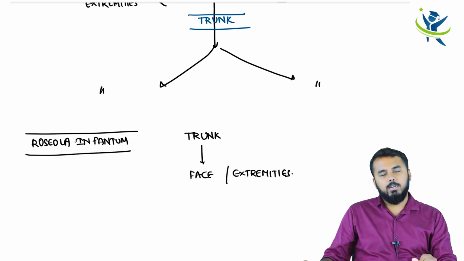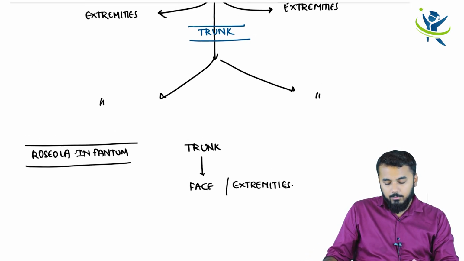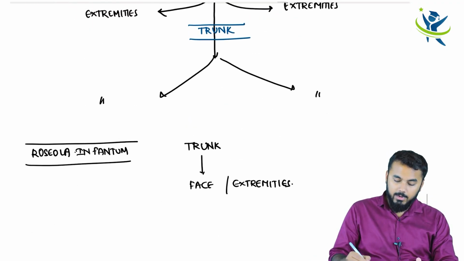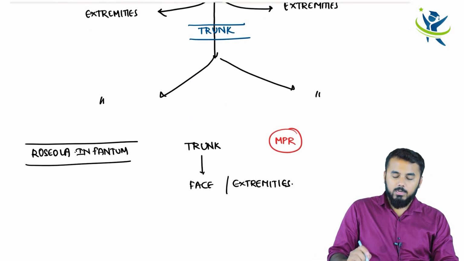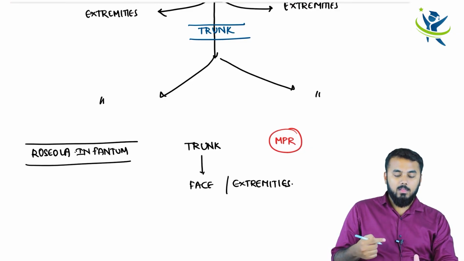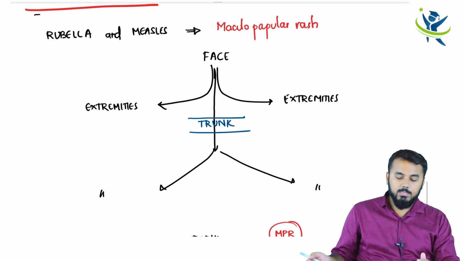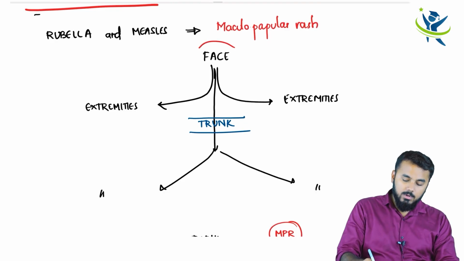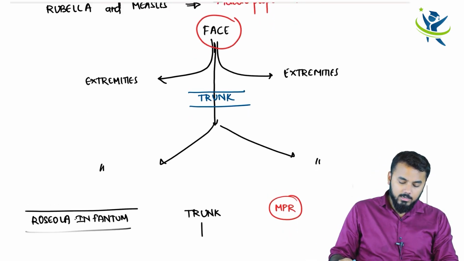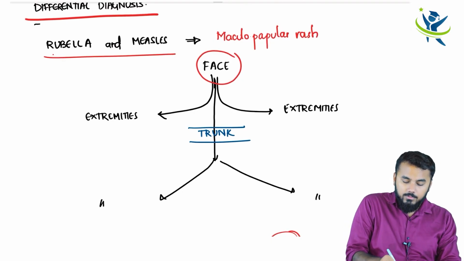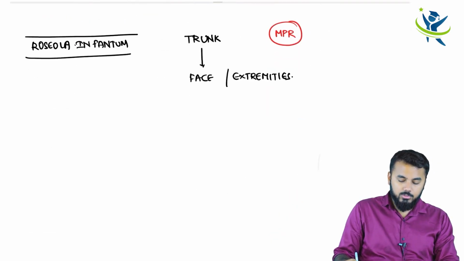So this is a differential diagnosis which you have to know, right? In both of them you will get the maculopapular rash. Even here there is a maculopapular rash, but this rash starts in the trunk, whereas in rubella and measles it will start in the face and then go to the extremities. The differential diagnoses are rubella, measles, then the Roseola Infantum rash.